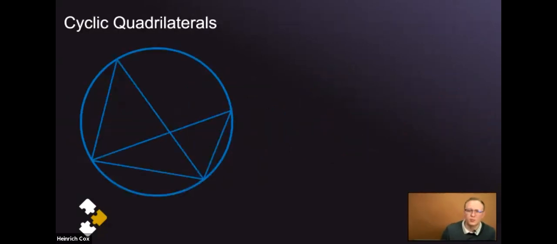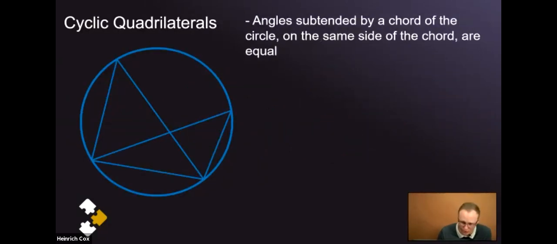All right, then next up, we want to look for cyclic quadrilaterals. So angles subtended by a chord of the circle on the same side of the chord are equal. Right, so there we've got an angle that's subtended by the chord that we've got in red. And then you've got another angle there in orange that's subtended by that same chord in red. So these two angles are going to be equal.